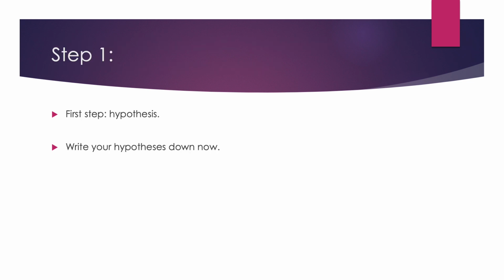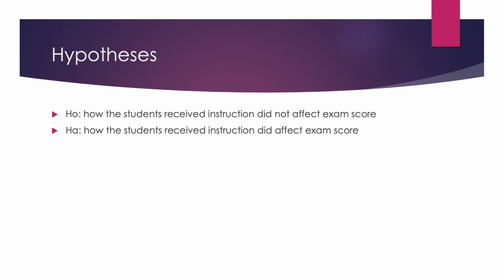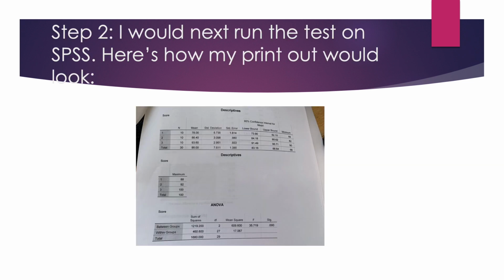Step 1, just like for every other problem, we first need to state our hypotheses. So take a guess on what your hypotheses are going to be and write them down now. Here are your hypotheses. The null is how students received instruction did not affect exam scores, and the alternative is how students received instruction did affect exam scores.